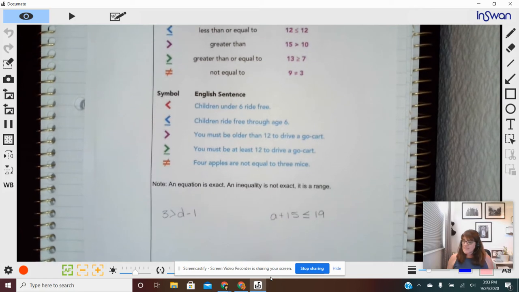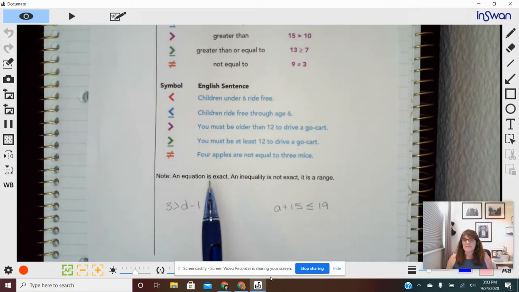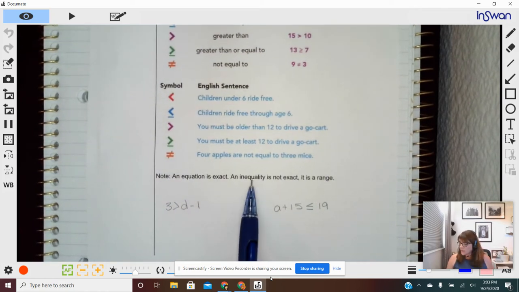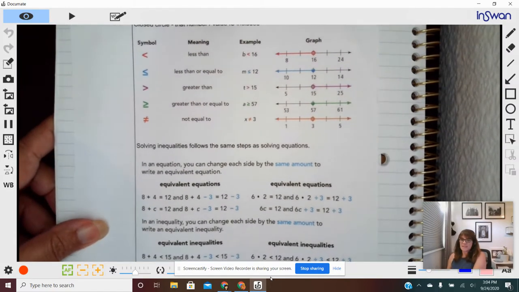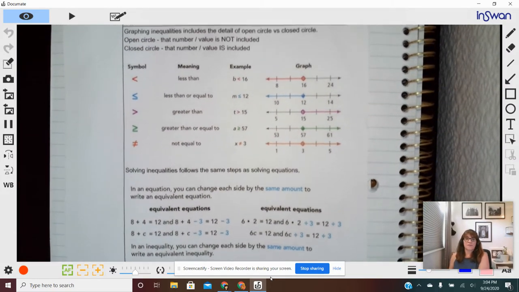An equation is exact. You come up with an exact answer. An inequality is not exact. It's going to give you a range. And in just a minute, we're going to come back and solve these inequalities, and I'm going to show you how to display that on a number line graph as a range. But first, I wanted to take a look at the graphs themselves.